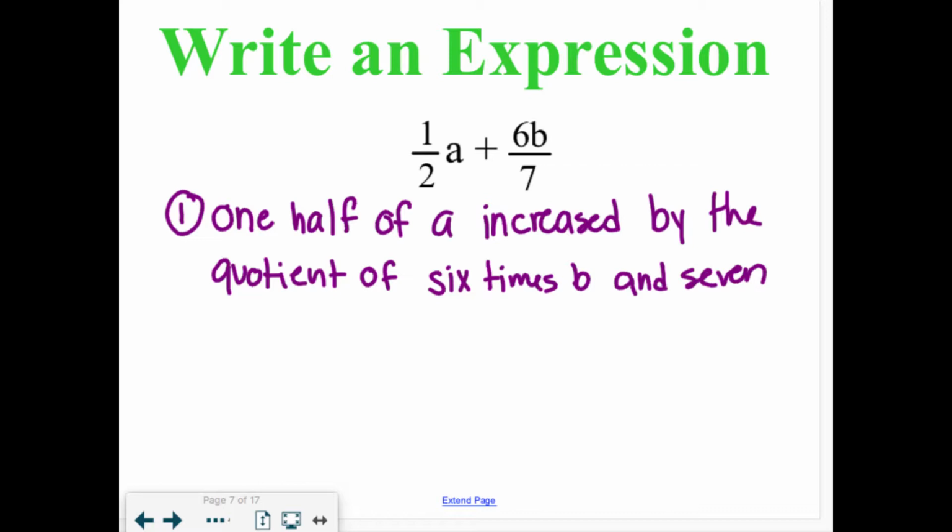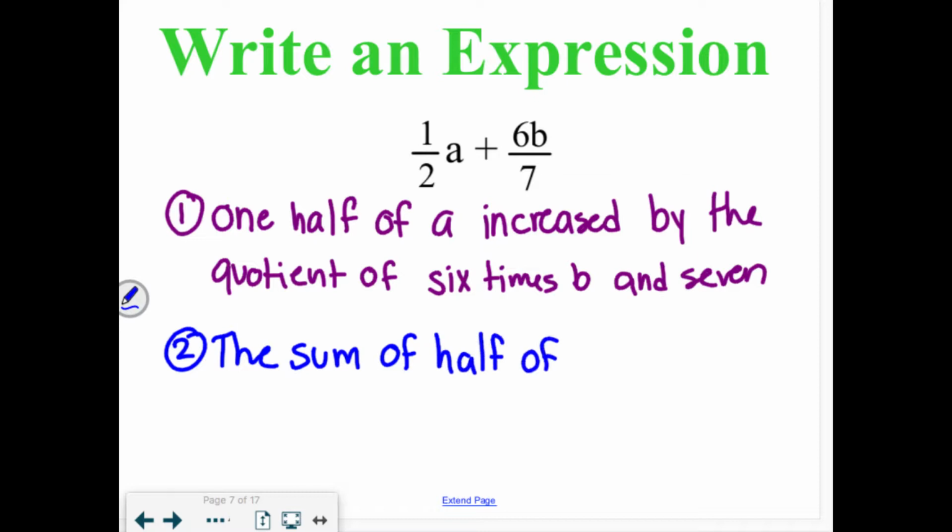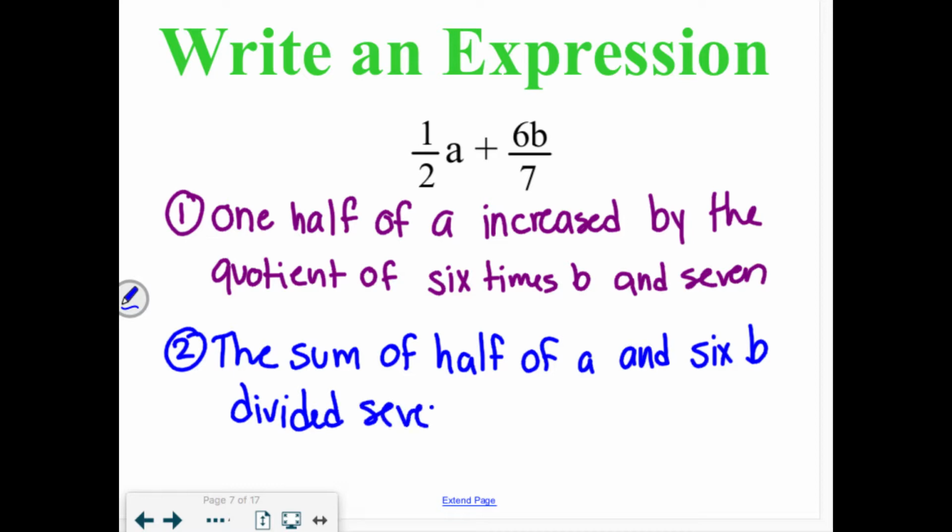Another example of how this could be written out would be the sum of half of A and 6B divided by 7. Again, this is not the only way that you can write this out. That's just a couple of different examples.